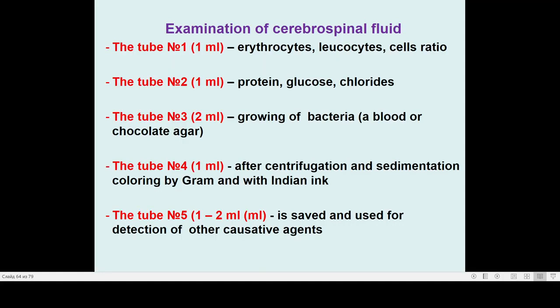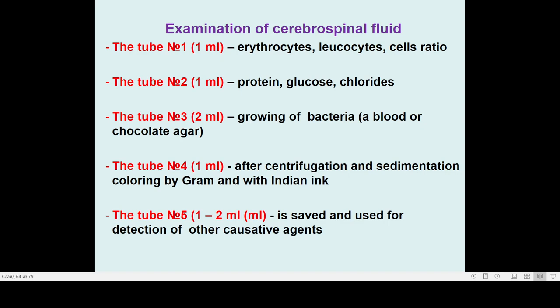Examination of cerebrospinal fluid. When we take cerebrospinal fluid, it is necessary to take several tubes. Tube number 1, for calculation of cells, 1 milliliter. Tube number 2, biochemical analysis of cerebrospinal fluid, level of proteins, glucose, chloride.